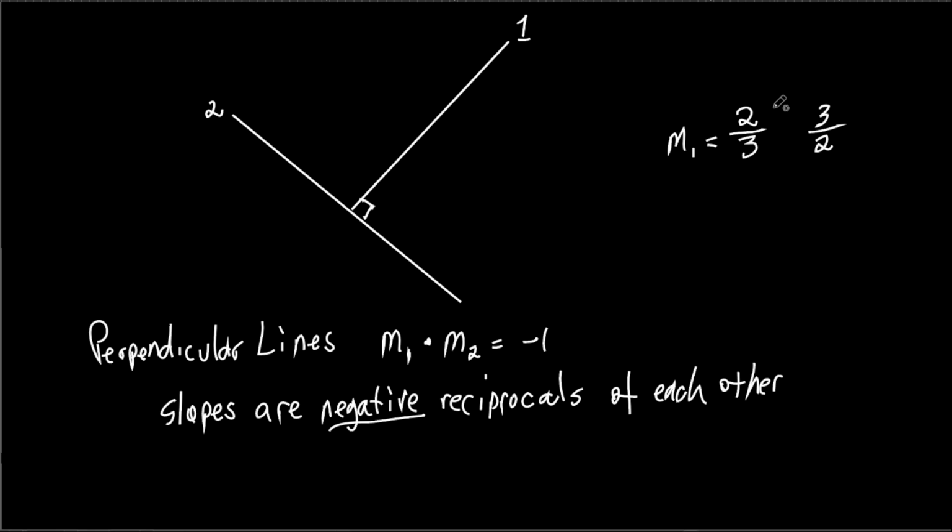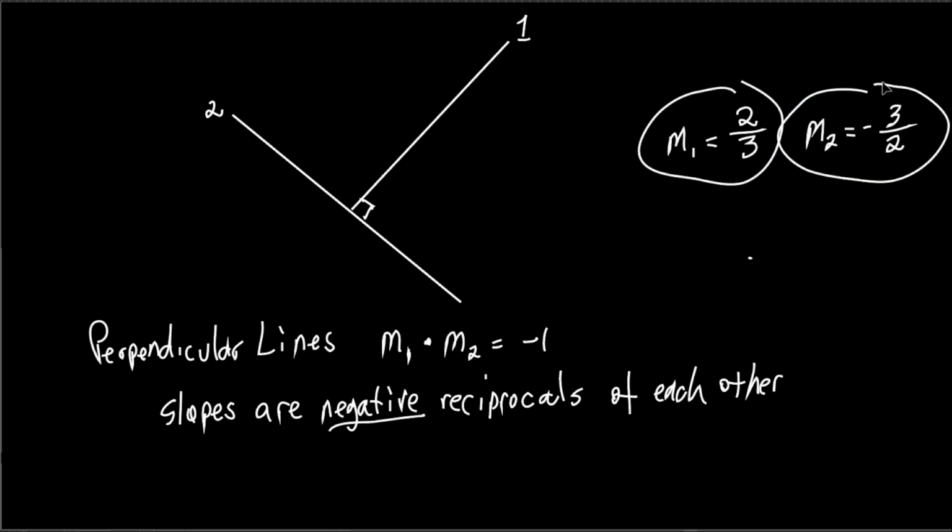All right, so what it means to be a negative reciprocal is that you take the reciprocal and then you change the sign of whatever the first slope was. So if this was positive, then what do you think this would be? This would be negative, correct. So the slope of line 2 would be negative 3 over 2. So if the slope of one line is 2/3 and the slope of another line is negative 3 over 2, they're negative reciprocals of each other. That means that the lines are perpendicular to each other.